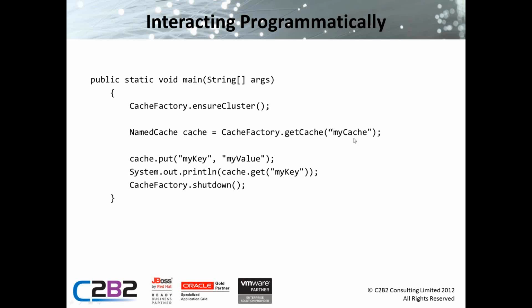Next we've got the getCache that just simply joins the cache that you want out of the cache config that you've included. And here's just a demonstration of doing a simple cache.put of a key and a value, and then printing out the value of that key to the command line. Now obviously it is important to shut down your cache factories once you're finished with them as well.